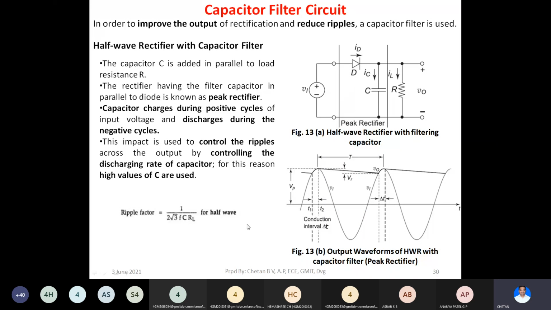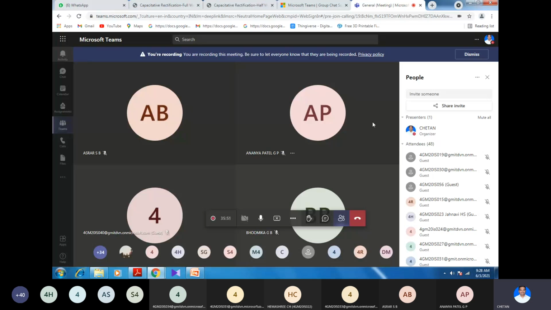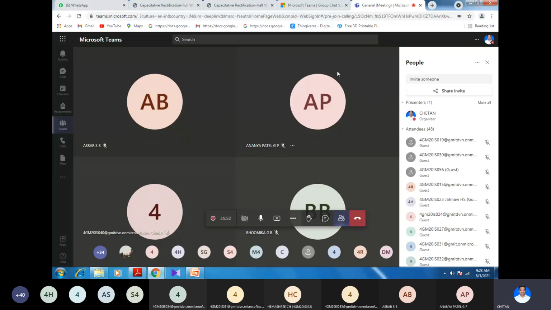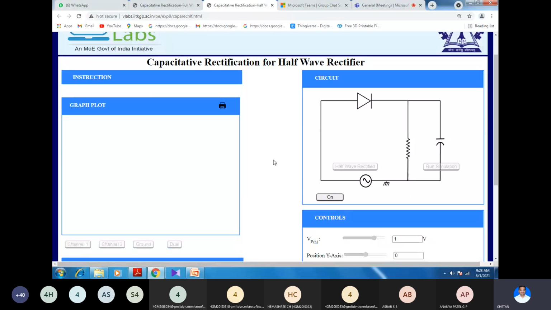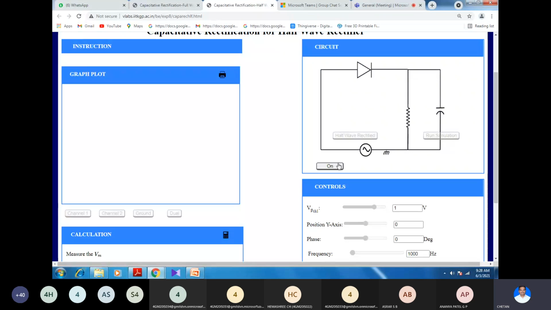So next I will take you to the practical aspects of this. I will take you to the virtual labs. Here you can see a half wave rectifier. This is a half wave rectifier circuit with a capacitor at the load, right? This is a very simple circuit. Here we have the AC source, it is fed to the diode, and the diode's output is common for this load R_L as well as this capacitor.